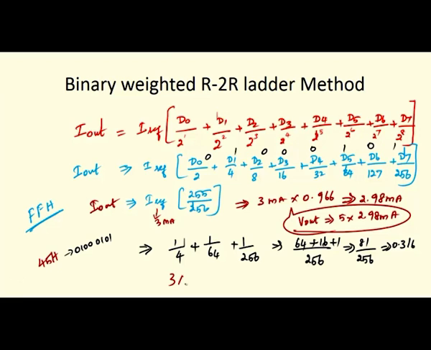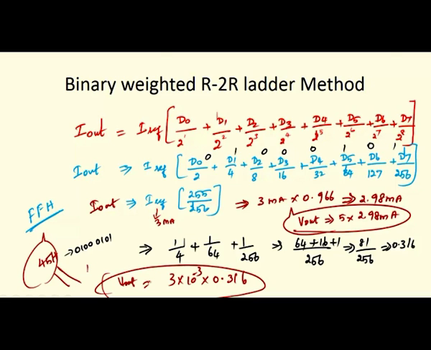Suppose you are considering the same milliamps. So, 3 into 10 to power minus 3 multiplied with 0.316. This is the V out value. Based on your required given number, whatever your digital value is, you get this V out. V out represents the magnitude of your wave. So, if you want a particular magnitude, you can initialize your digital value.